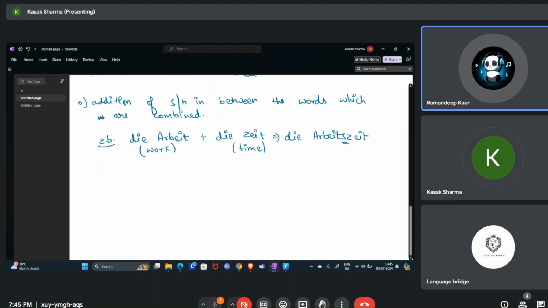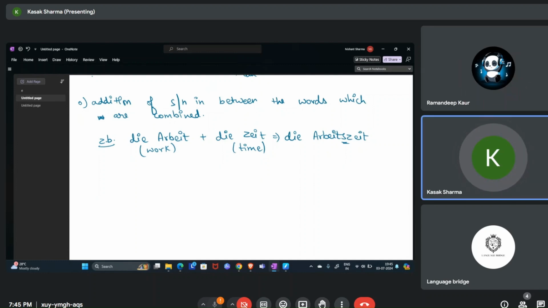And how do we know whether we have to join S or N? Mostly in the cases of words that end with T, we add S. And there are some cases where we add N. And there are some cases where we just omit some letters. Some letters are replaced or basically omitted.